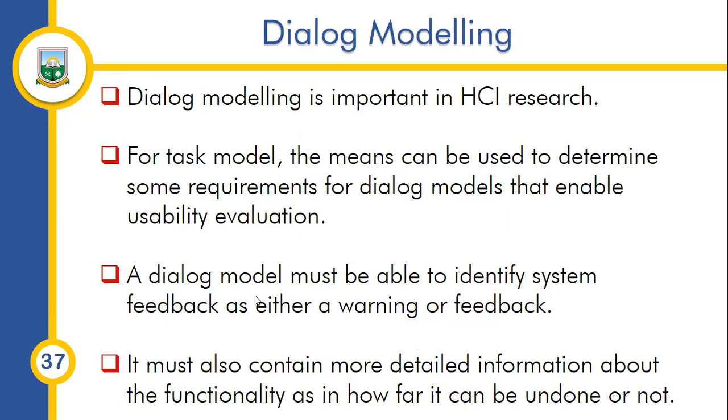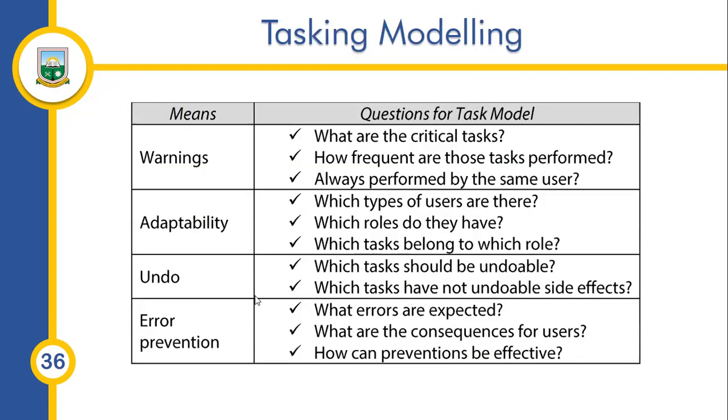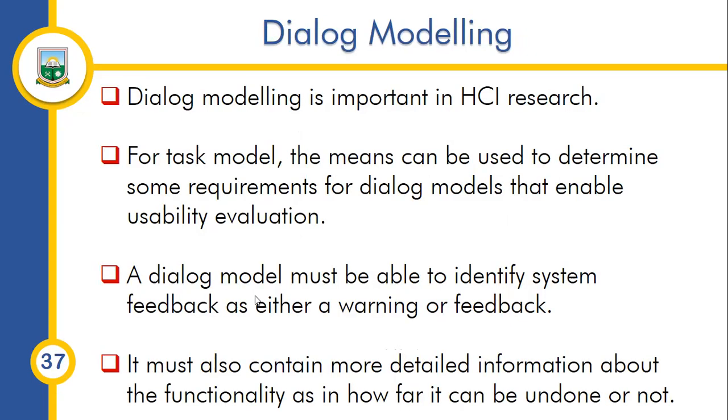So we have task modeling as one, then we have dialogue modeling. Dialogue modeling is very, very important in human-computer interaction research. For the task model, the means can be used to determine some requirements for dialogue models that enable usability evaluation. The dialogue model is like the feedback we get from the system. For example, when you are shutting down your machine and you have some work that you've not saved, let's say you are working in Microsoft Word.